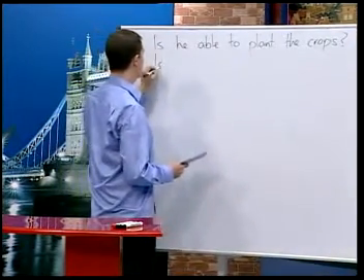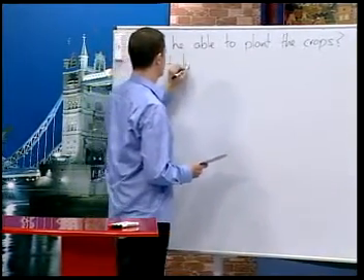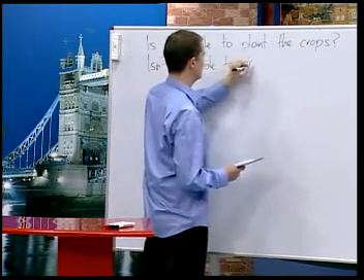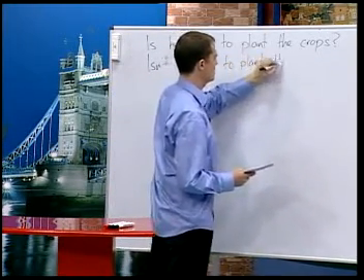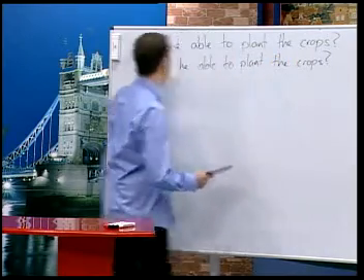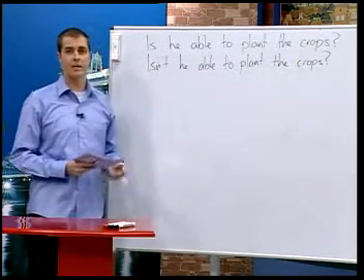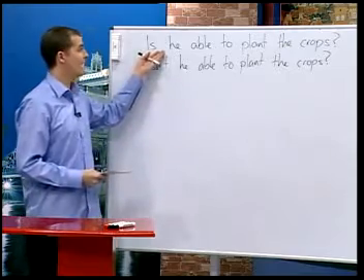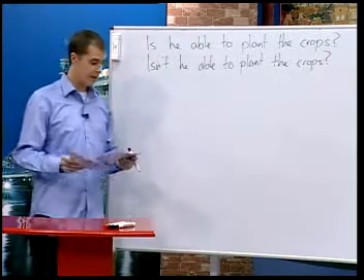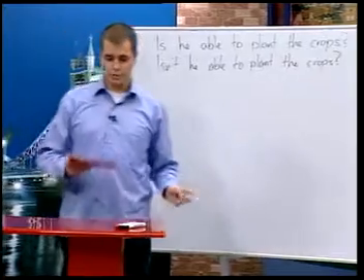Or the negative, isn't he able to plant the crops? Isn't he able to plant the crops? It's the same as can. Can he plant the crops? Can't he plant the crops? Let's practice. Let's look at be able to.